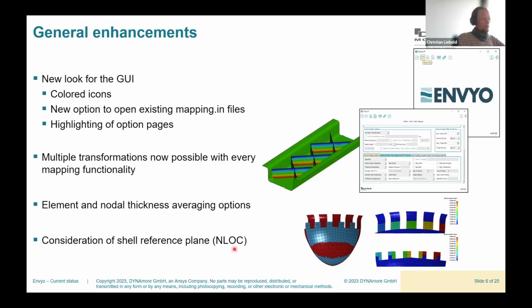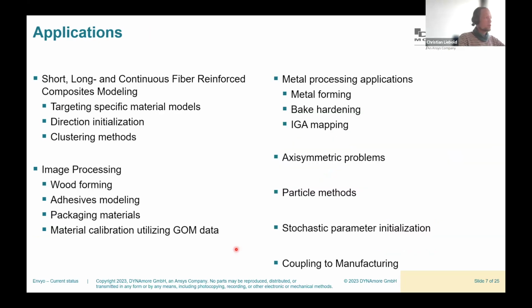We also consider the shell reference plane, which is especially important when we use offsets for patched fiber reinforced plastics, for example. That was the general introduction, and now we have a few applications for which you can use ENVYO. ENVYO can be used for short, long, and continuous fiber reinforced composites. We target specific material models, especially for short fibers. There's a dedicated list of material models which we currently support.